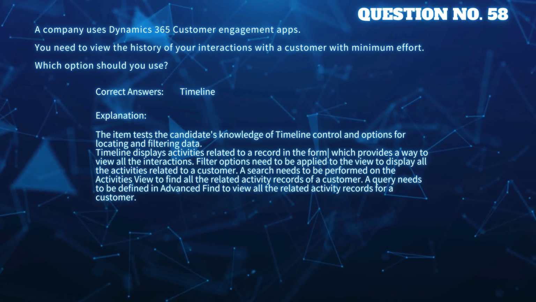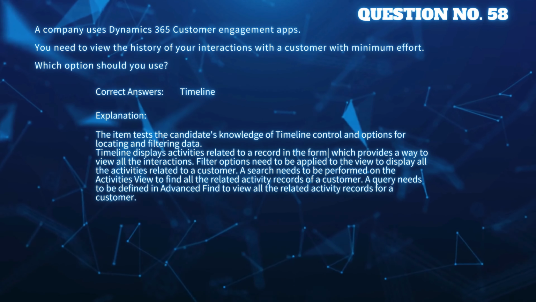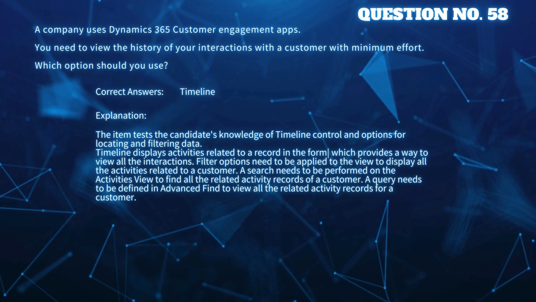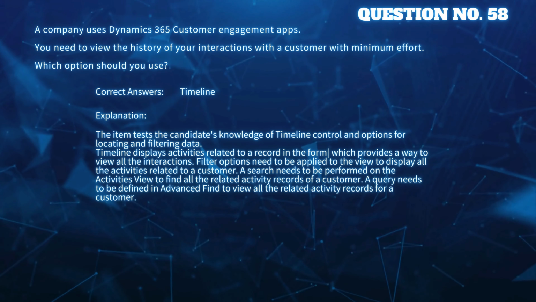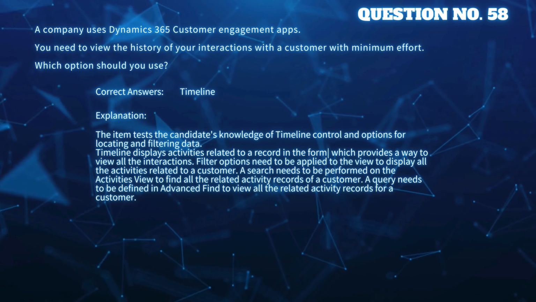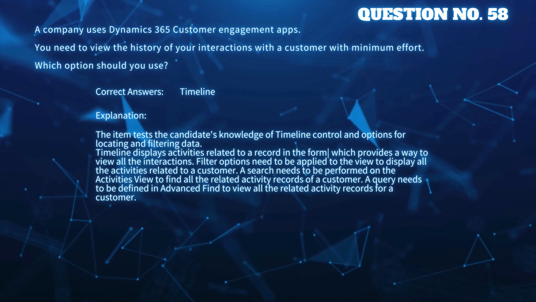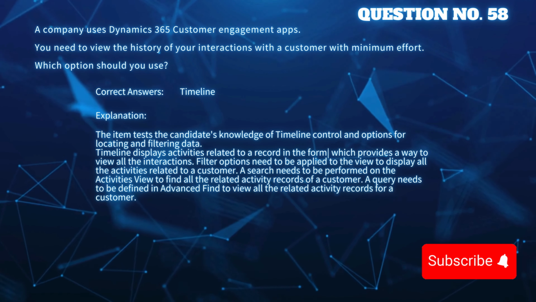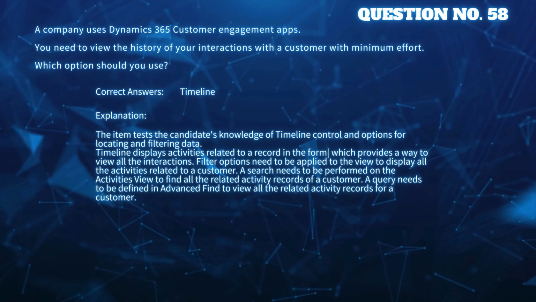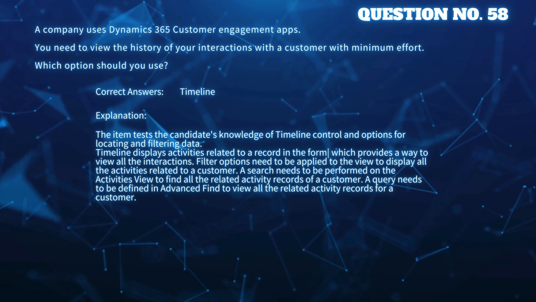Correct answers: Timeline. Explanation: The item tests the candidate's knowledge of timeline control and options for locating and filtering data. Timeline displays activities related to a record in the form, which provides a way to view all the interactions. Filter options need to be applied to the view to display all the activities related to a customer. A search needs to be performed on the activities view to find all the related activity records of a customer. A query needs to be defined in Advanced Find to view all the related activity records for a customer.